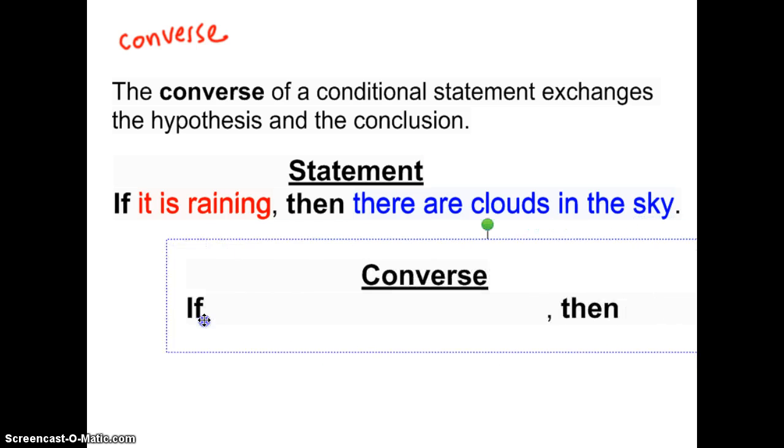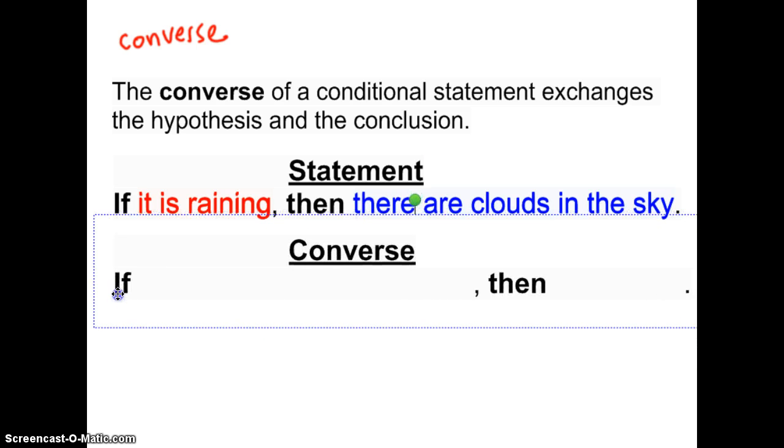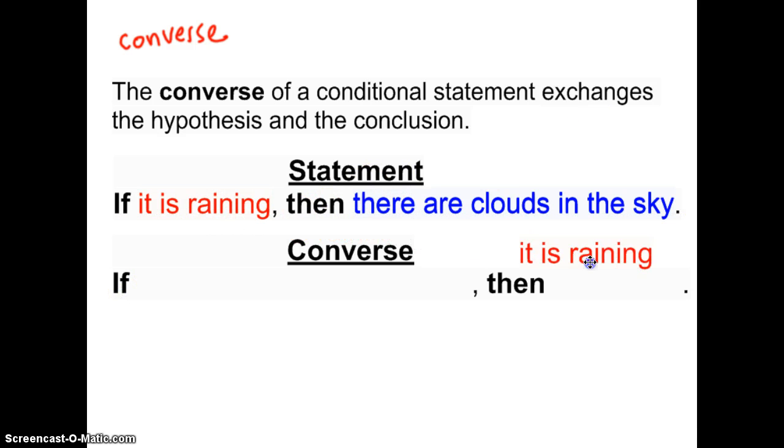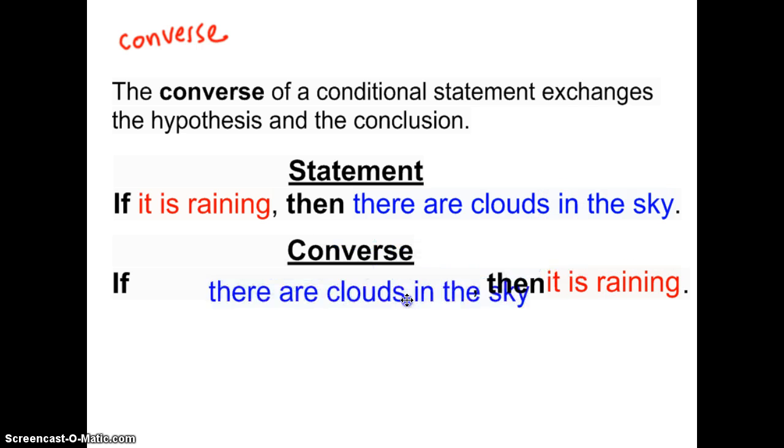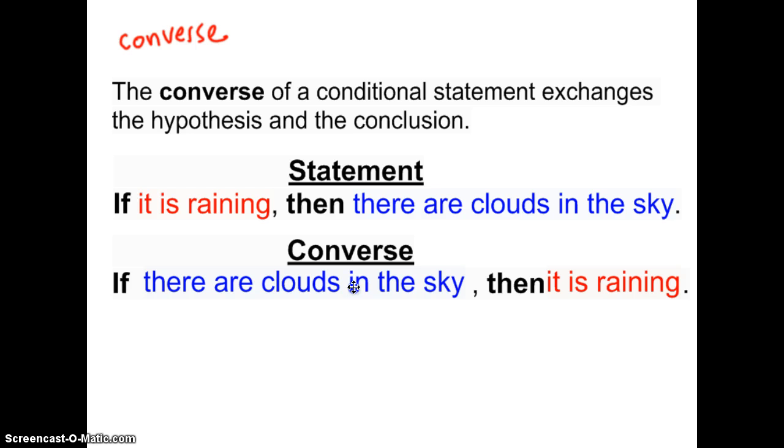When you write the converse of a conditional statement, what you want to do is take the hypothesis and put it in the conclusion spot, and take the conclusion and put it in the hypothesis spot. And once you've done that, then you've written a converse. So the converse here would be, if there are clouds in the sky, then it is raining.